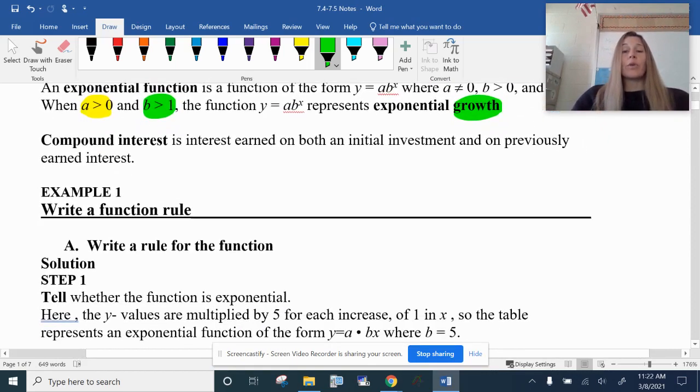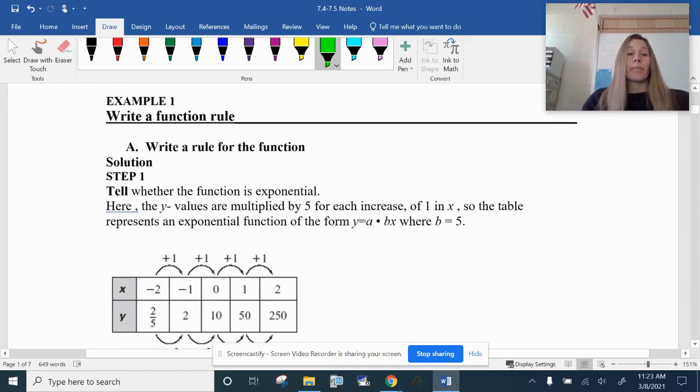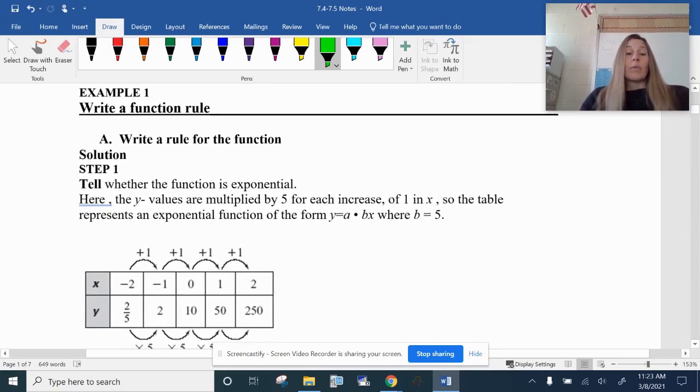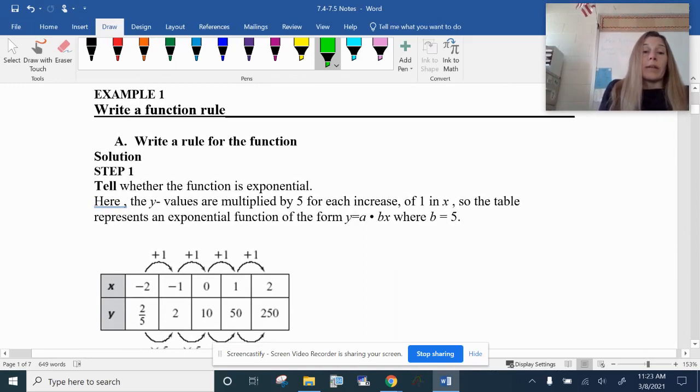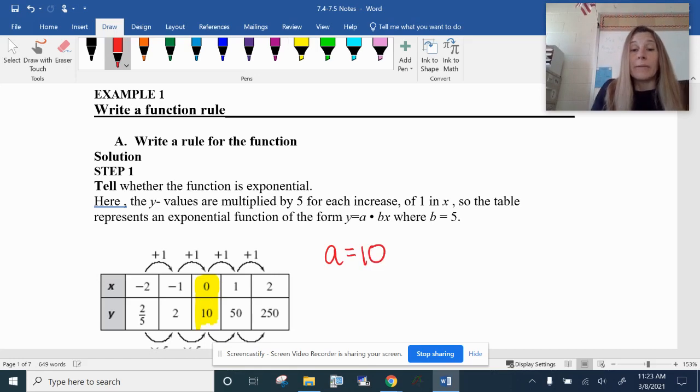All right, so the first thing we're going to do is go over how to write the function rule from a set of data here in our table. The first thing we would want to do is tell whether it is exponential, and whether it is growth or decay. The first thing that we would typically do is look for our 0, and that corresponding value there is going to tell us what our a value is. So in this case, we have an a value of 10. So this would be exponential growth or decay. Then we're going to look for the b value.